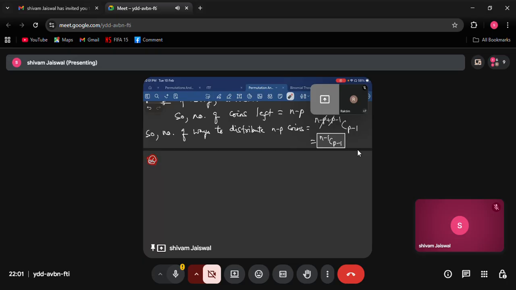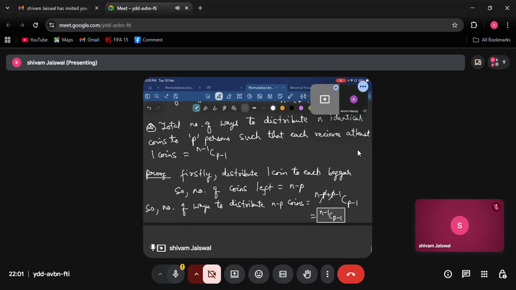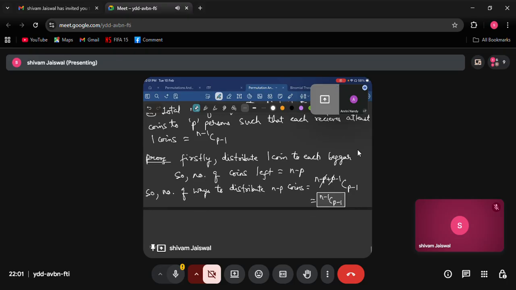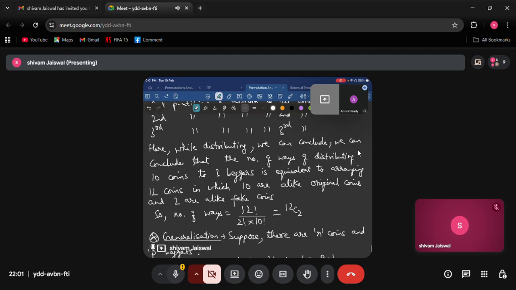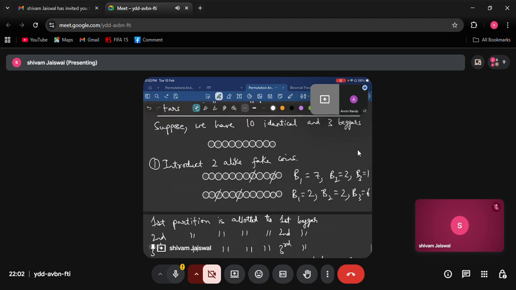Sir, I had a doubt. Tell me. Sir, in the example, we have 10 coins, right? So there are 11 gaps between them. Now, since each beggar needs to get at least one, both of the partitions cannot go in the same gap. So why can't we do it as 11 into 10 divided by 2 factorial? That is yielding a different answer.